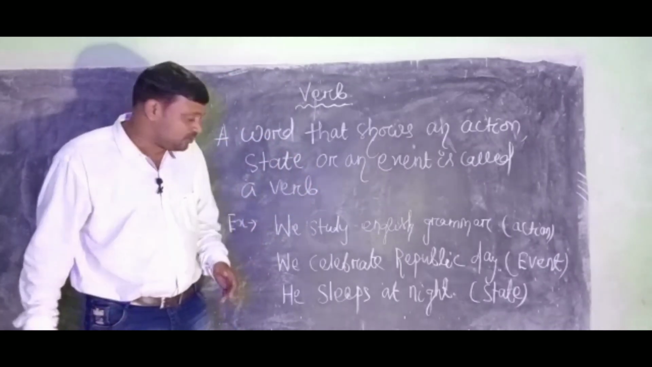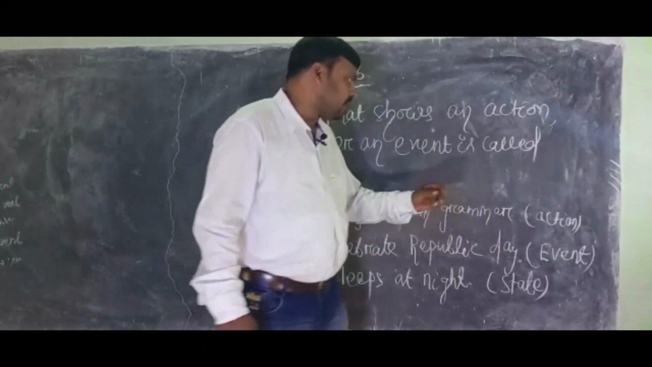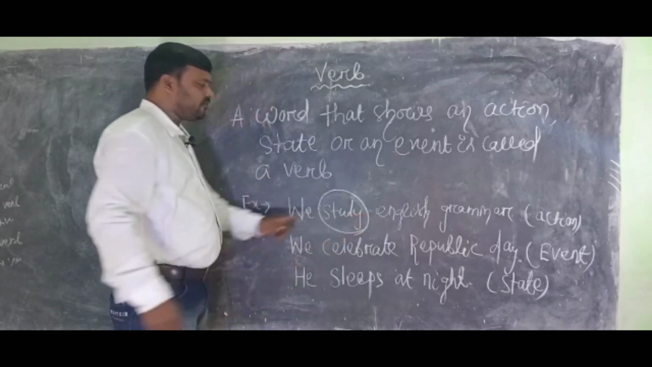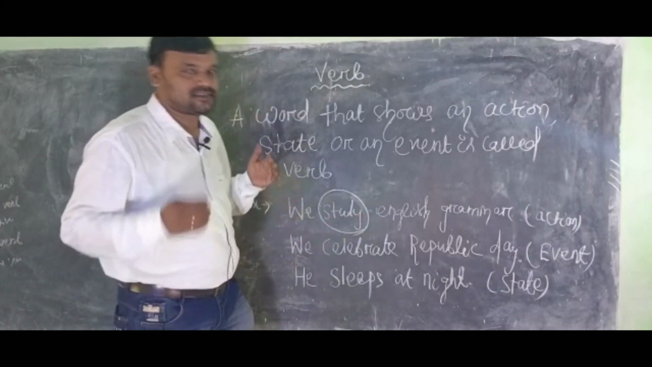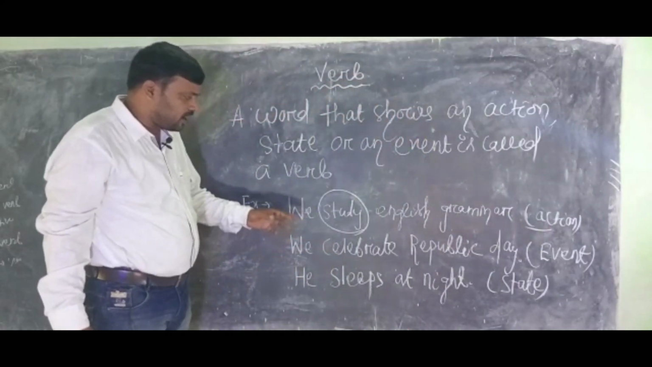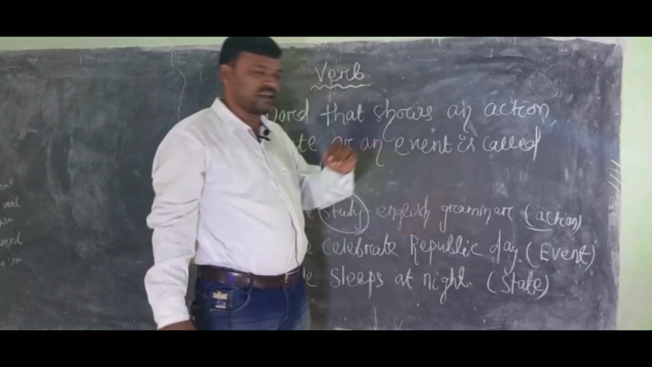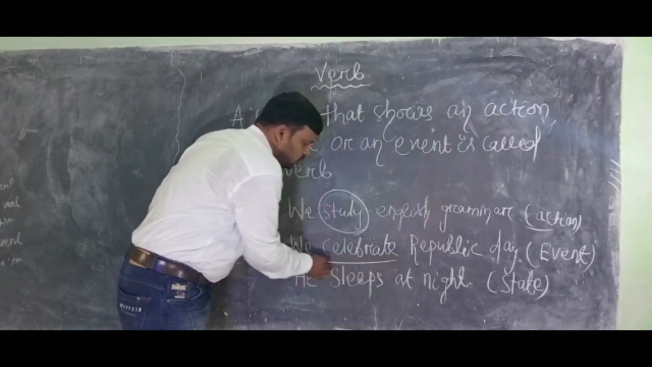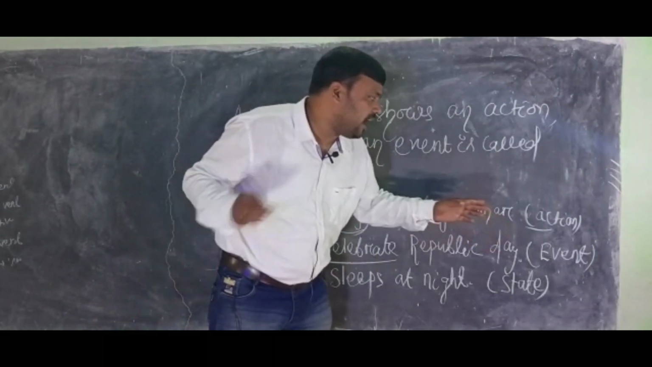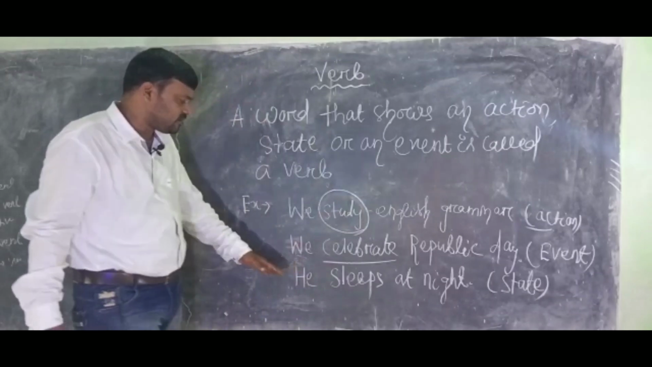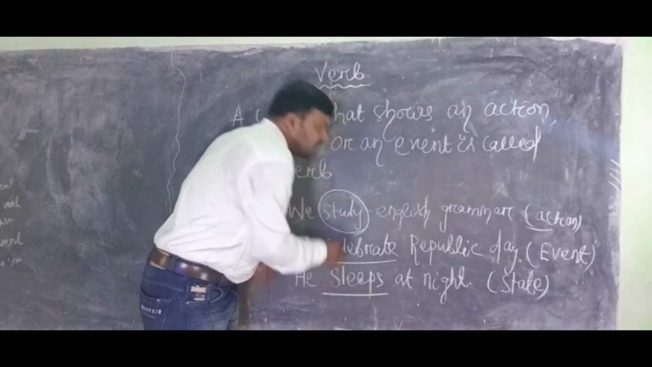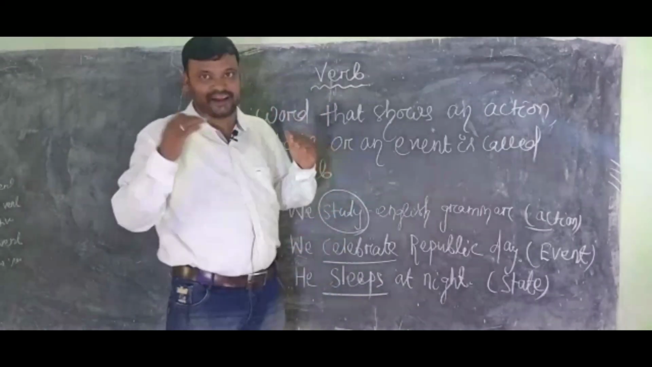So let's have an example. We study English grammar. So here the verb is study, and the verb study is working as the action here. And second one, we celebrate Republic Day. Here celebrate is your verb, and the verb celebrate here is working as an event. And finally, he sleeps at night. Here the verb sleeps is working as a state.